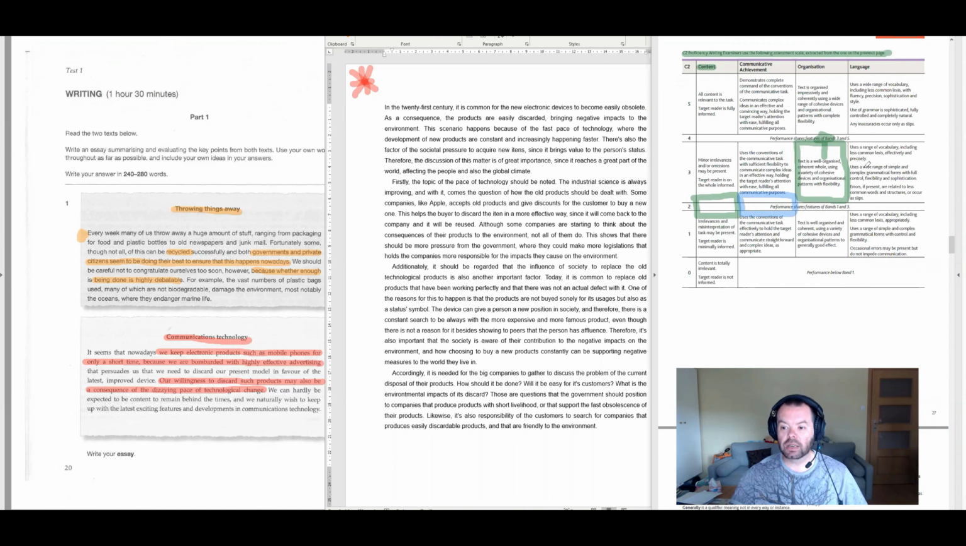Uses a wide range of simple and complex grammatical forms with full control, flexibility, and sophistication. Errors, if present, are related to less common words and structures or occur as slips. So I'm going to go through. I'm going to highlight just the lexis first, the vocabulary items that I think are used incorrectly or inappropriately or without control. In other words, there are spelling problems. There are lots of problems with articles throughout the text, but I'm going to leave those for the time being.